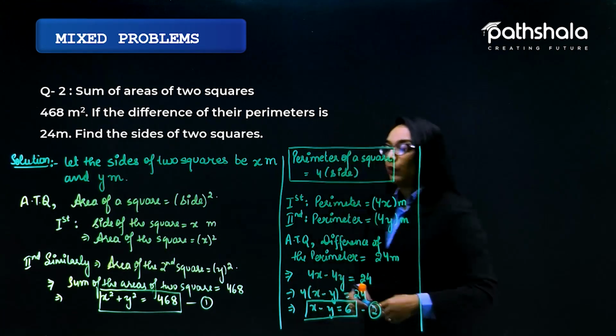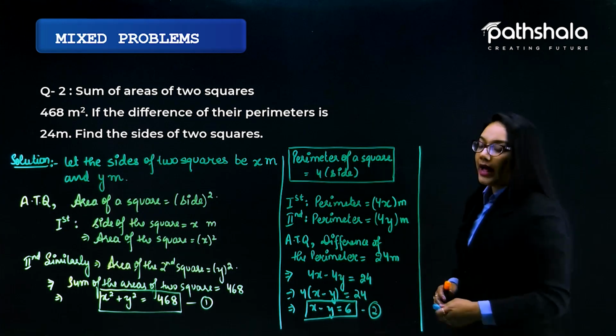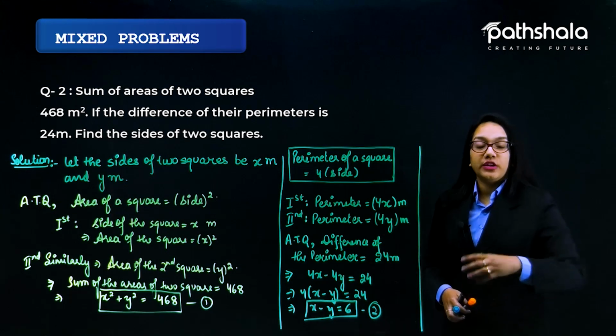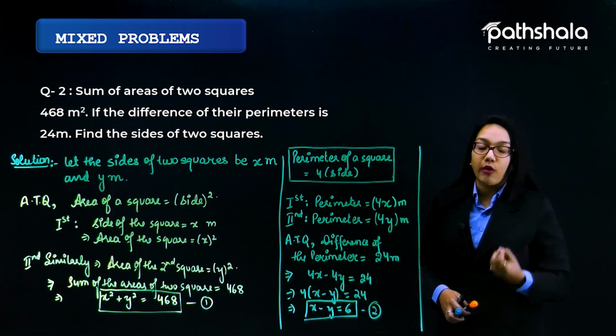Now we have the two equations: x square plus y square is equal to 468, and the second equation is x minus y is equal to 6. Using both of these equations, we have to find the values of x and y. So how can we do it?